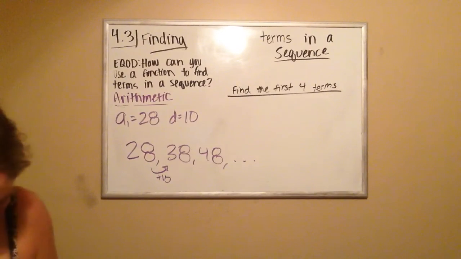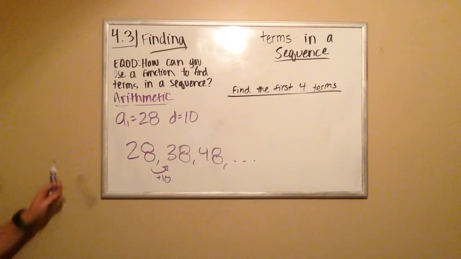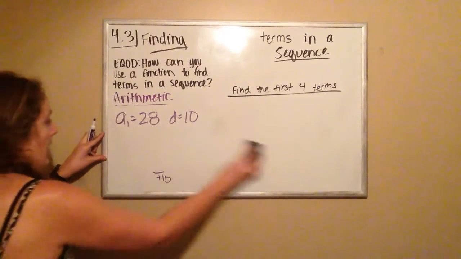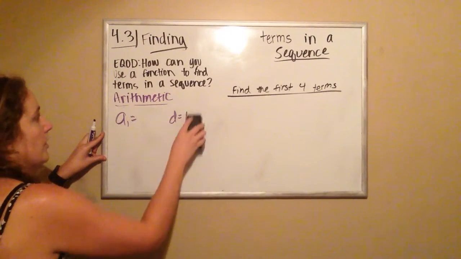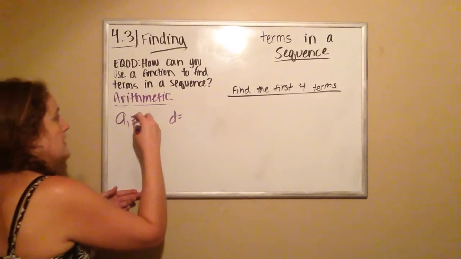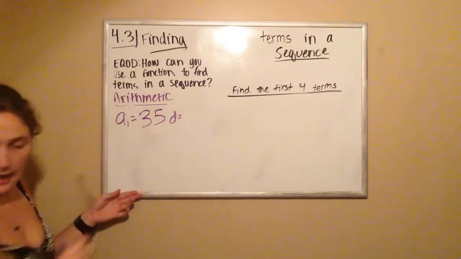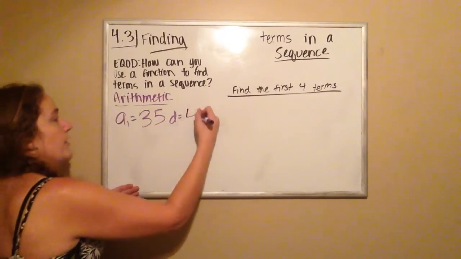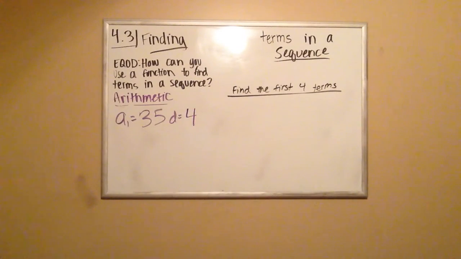So I'm going to give you guys one to work on. That one was pretty easy. I want you to try to find the first 4 terms in a sequence where the first term is 35 and the difference is 4. Go ahead and make sure you do that on the left-hand side. Go ahead and find me the first 4 terms.